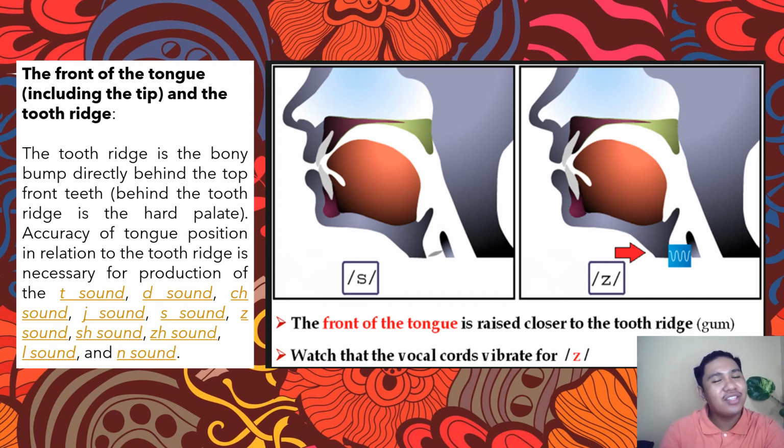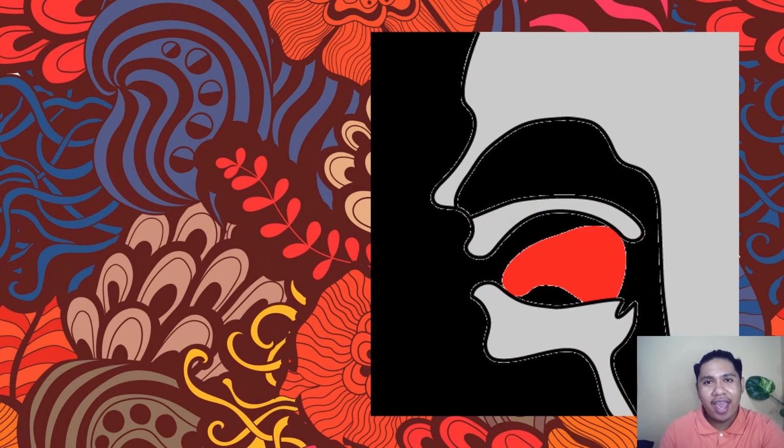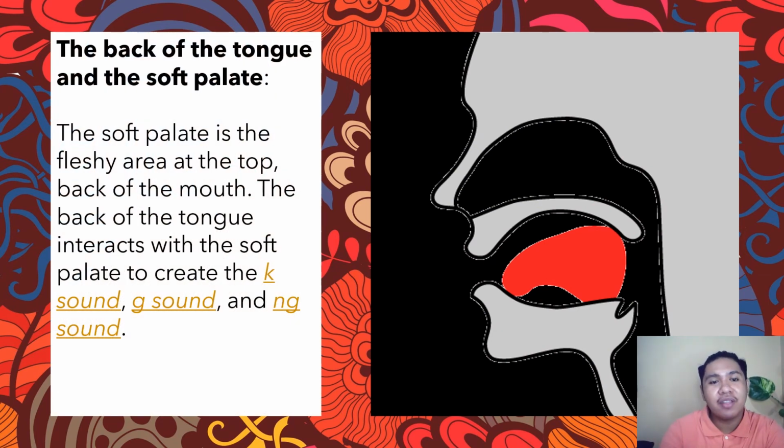Okay. Did you notice the close interaction between the front of the tongue, including the tip, and the tooth ridge? Well, if you did so, then you probably pronounced the different sounds correctly. Okay, now let's go to the next part. Here we have the back of the tongue and the soft palate.